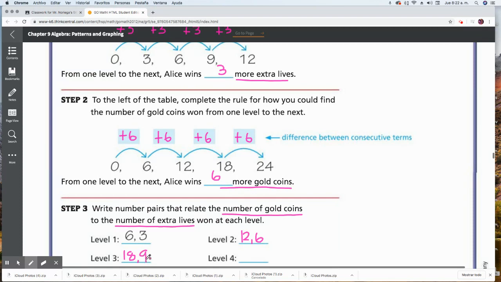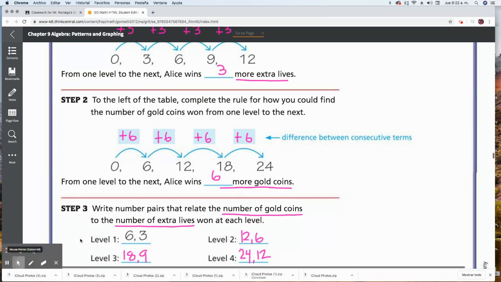Okay, level 3. Why am I not counting the 0? Because 0 is 0, so that's not a level. Level 1 is this, level 2 is this, level 3, and the last level is level 4. So she has 24 coins. And how many lives? 12. Okay, 12. All right.